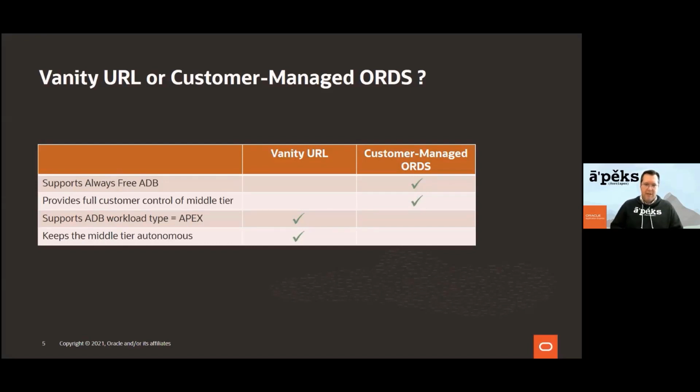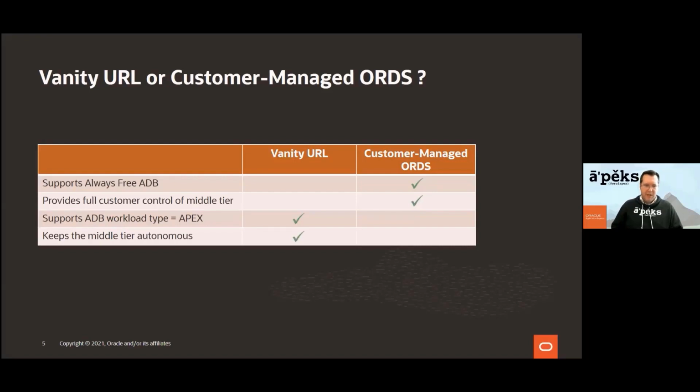Now, on the other hand, Vanity URLs has some distinct benefits too. It supports the autonomous database workload type Apex. So within Autonomous Database, there's actually 4 distinct workload types. There's the transaction processing workload type, which, as the name implies, is for transactional and mixed workloads. There's the Autonomous Data Warehouse workload type, which is for data warehousing and analytic workloads. There's the JSON database workload type, which is for JSON type workloads. And then there's a 4th workload type, which is really all about Apex.